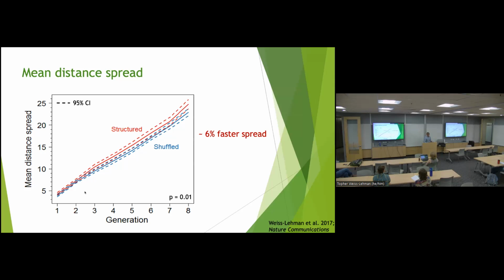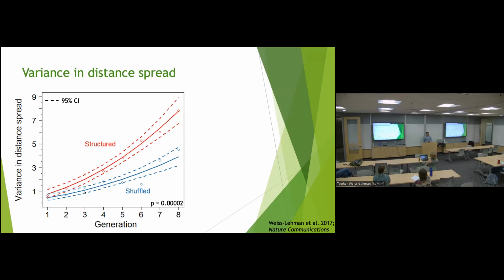What's really interesting, I think, though, is that when we look at the variance in distance spread, these structured treatments have much, much greater variance compared to the shuffle treatments. We actually see about double the amount of variance after just 8 generations of spread. And so something about this evolutionary process is leading to this dramatic increase in the variability of spread rates, as well as a slight increase in the mean.